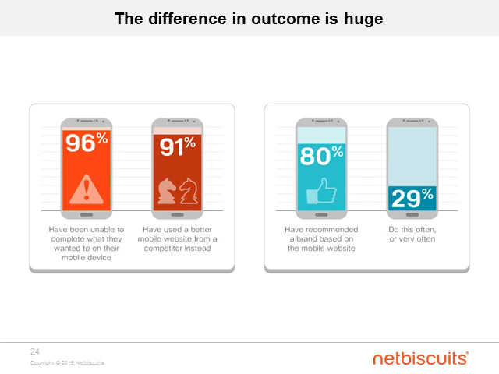Just to go through the figures, 96% have failed to achieve what they wanted to on a mobile device, and as a result of this, 91% have simply gone to a competitor's website instead. However, if we get the experience right, we see exactly what happens. 80% say that they have recommended a brand based on the mobile website. And even more importantly, 29% say that they do this often or very often.